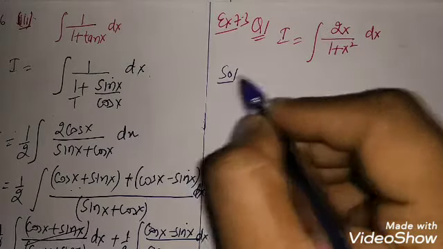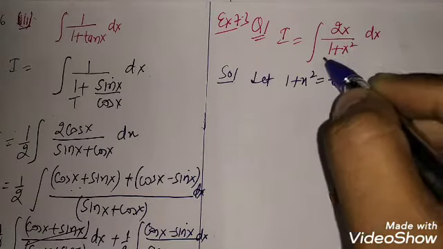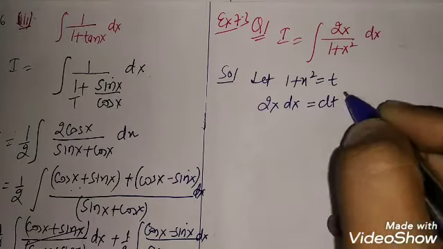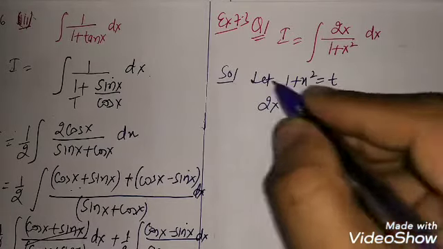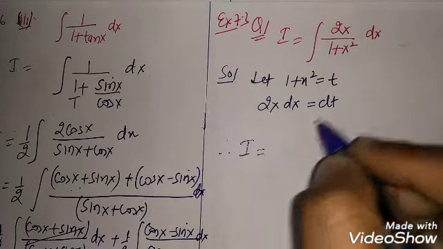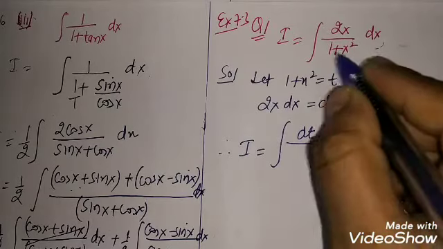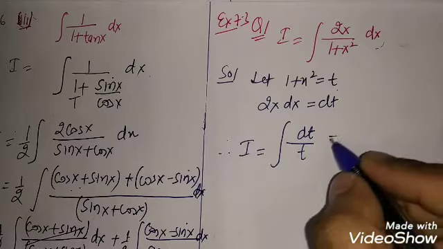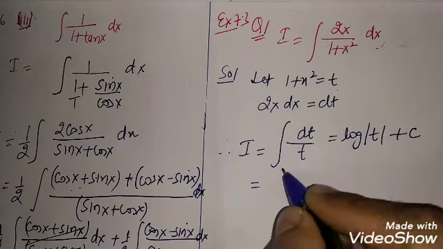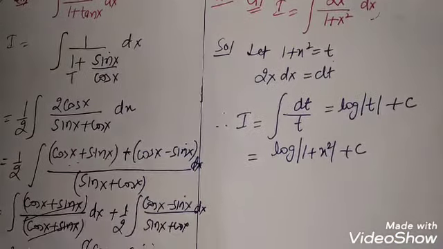Solution. Let 1 plus x square equal to t. As you know, the derivative of 1 plus x square is 2x, so 2x dx equals dt. I am skipping one step over here: dt upon dx, so take dx to the right hand side. Therefore the integrand is 2x dx, whole thing is dt, and 1 plus x square is t, so log of mod t plus c. You need to put the value of t also: log of mod 1 plus x square plus c. Done. First question is finished.